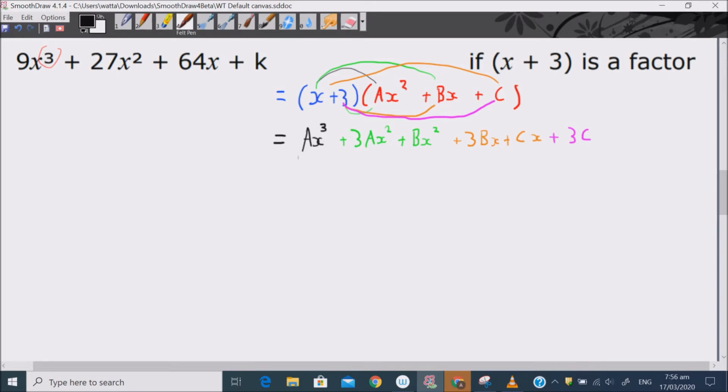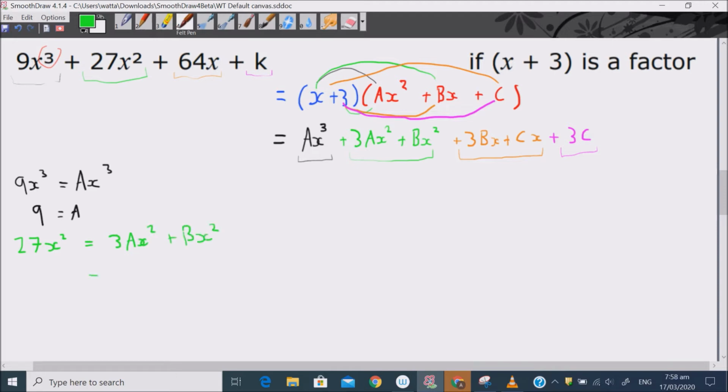So by comparing the coefficients of our equation on the right and the one we're given, we can see that the coefficients on the left correspond to the ones on the right. And we can use that to figure out what a, b, and c are. We'll start with a. A has to be the coefficient of x cubed by itself, so that means it's 9. So a is 9. Now we'll move on to the 27, the coefficient of the x squared.